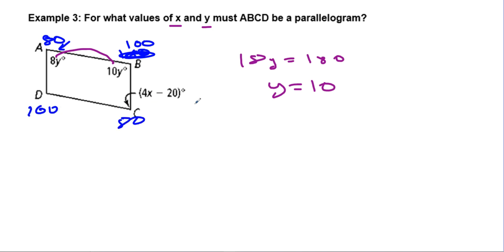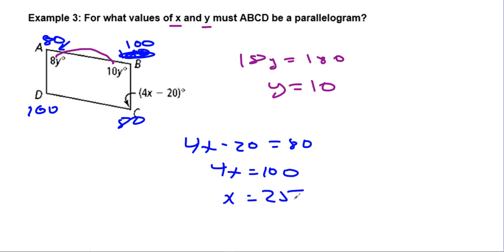I just simply put 4x minus 20 is equal to 80. Add 20. And then I divide by 4, I get 25. All right? So y must be 10, x must be 25, for this to be a parallelogram.